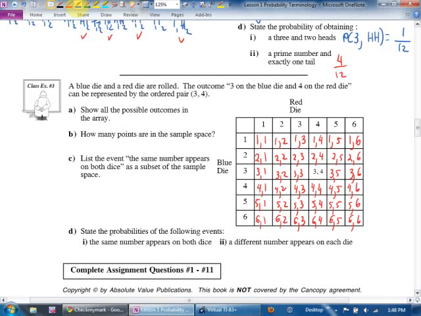Says show all the possible outcomes in the array. Done. How many points are in the sample space? What did we say by using the fundamental counting principle? 36.